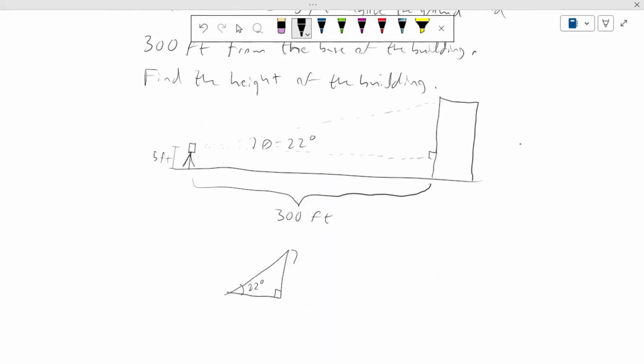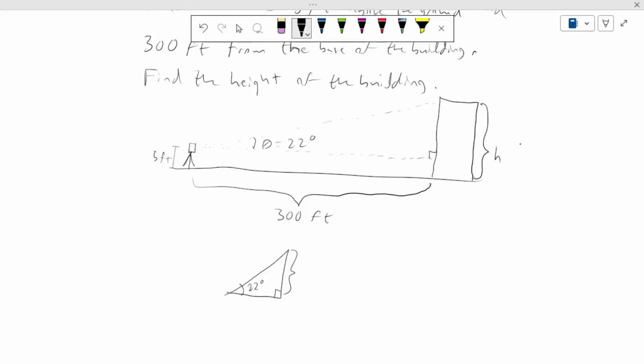And now this distance right over here, let's think about that for a second. We want to know the height of the building, which would be this distance from the roof to the base of the building. That whole distance, let's call that H. That's what we're looking for.